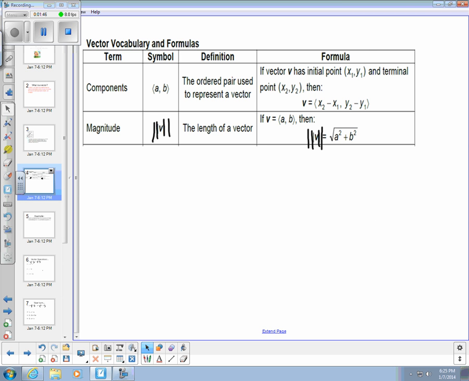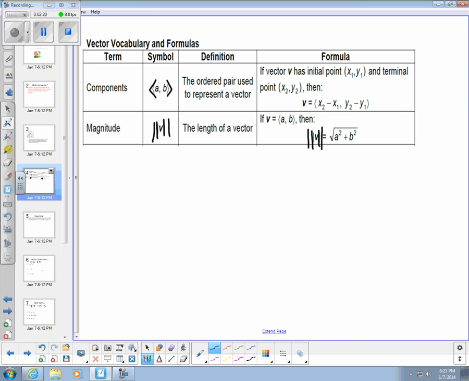Okay, now here are some vocabulary terms and formulas. You may need to pause the video while you get this written down. When we talk about the components of a vector, it's an ordered pair that's used to represent the vector. But we do not put it in parentheses because parentheses would just be a point. So if I want to tell the difference between a vector and a point, I'm going to use what are called chevrons. They look like pointed parentheses.